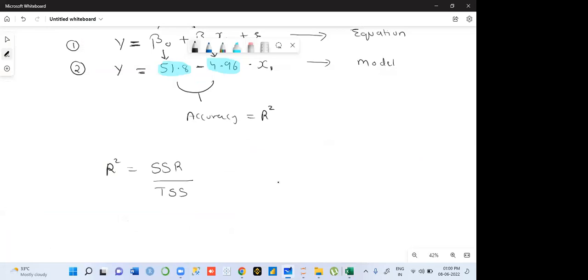Okay. R square is SSR divided by TSS. If you remember, we have done the ANOVA table. TSS is the total sum of squares, and SSR is the sum of squares of the regressor. Do you want me to write the full form? Write this one, the formula for R square.